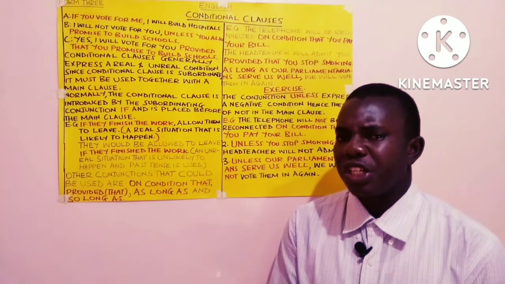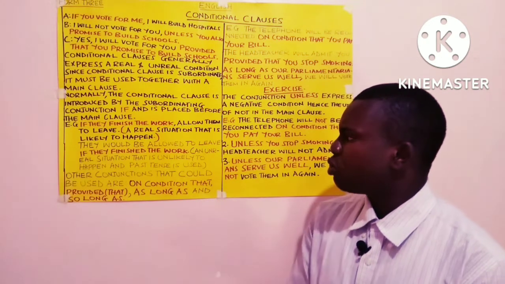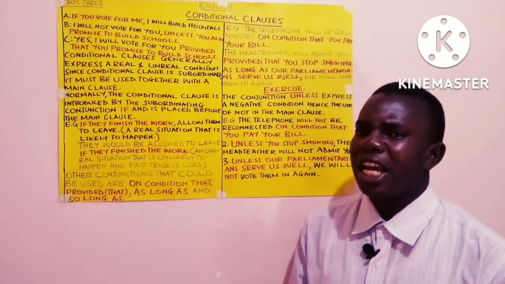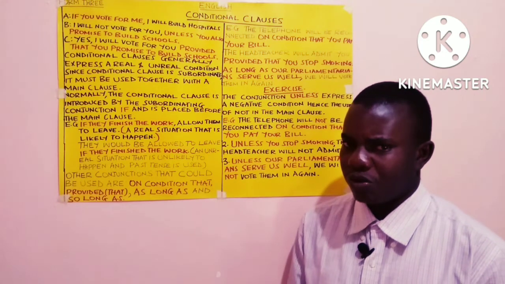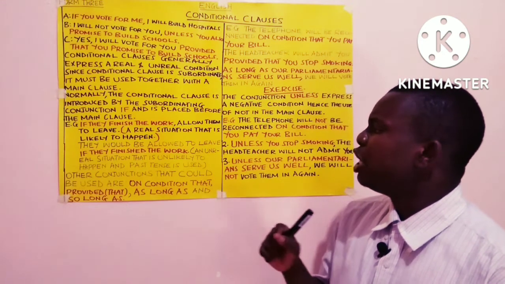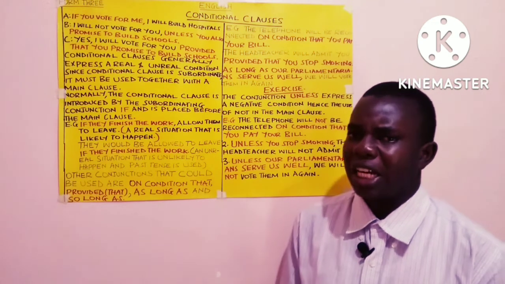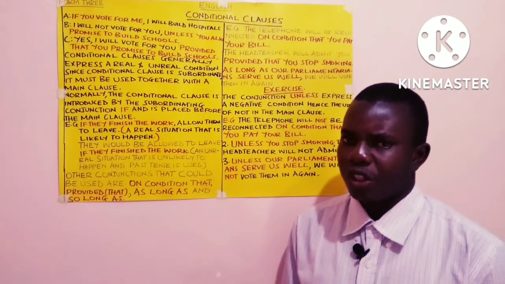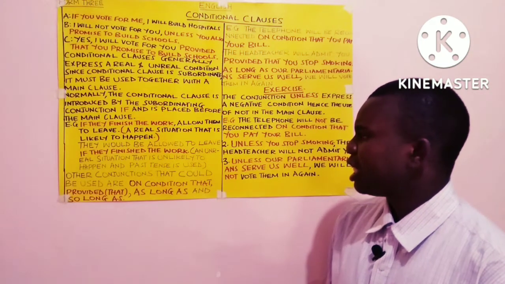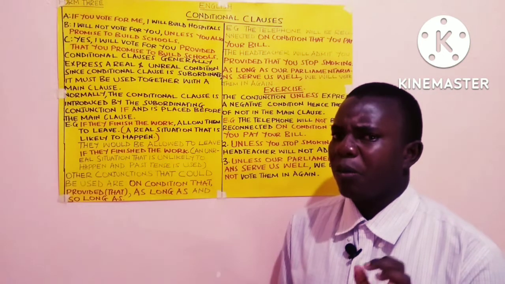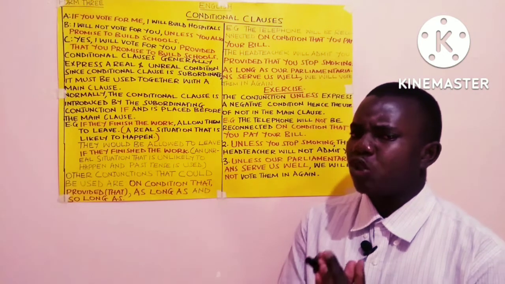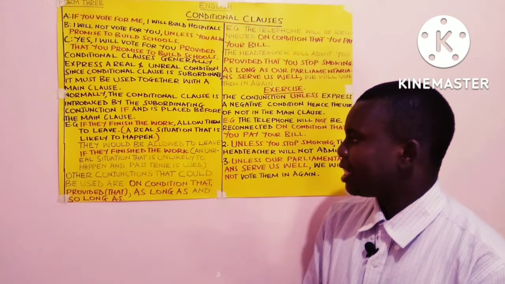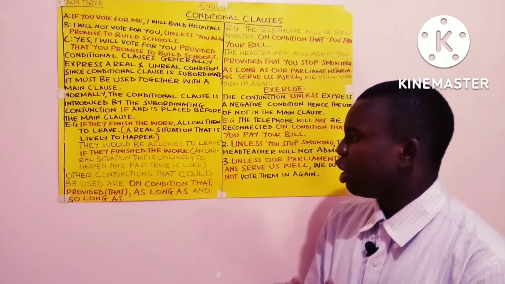Another example: "They would be allowed to leave if they finished the work." In this case, the conditional clause, "if they finished the work," expresses an unreal situation. So they did not finish the work, and for that matter, they were not allowed to leave. In such a case, where the conditional clause expresses an unreal situation, past tense is always used.